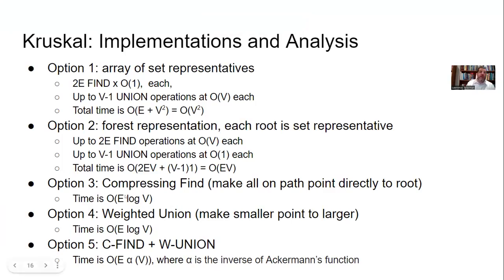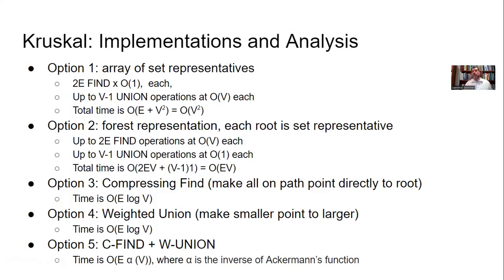So what does compressing find mean? Well, it's a little trick. It says that as I navigate from an internal vertex up to the root, I make any vertices that I find along the way connect directly to the root. So what's going to happen? The tree is gradually going to get flatter, right? It's not going to be as deep. The height is going to go down, which means that the next time around, on average, I'm not going to have to go as far up as I did before. So we call that compressing find because it reduces the height of the tree.